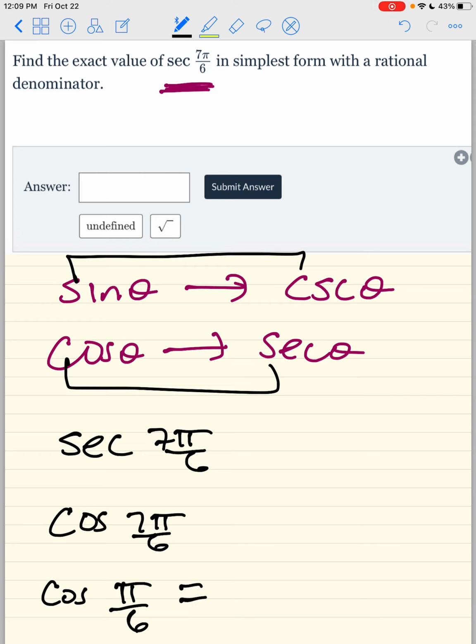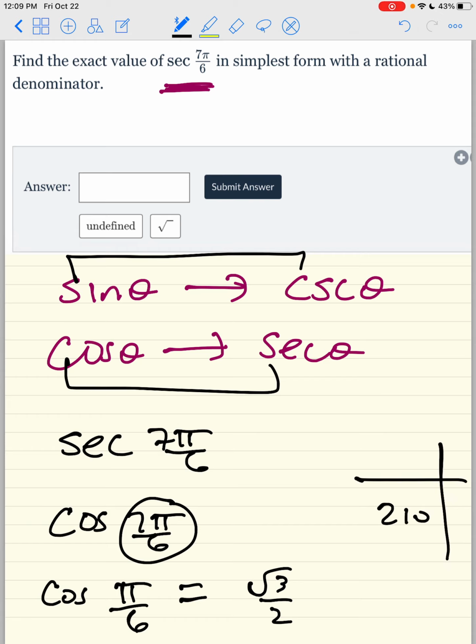Pi over 6 is 30 degrees. Cosine of 30 degrees is radical 3 over 2. 7 times 30 degrees is 210 degrees. 210 degrees puts us in the third quadrant, which all students take, where only tangent is positive. Because tangent is the only one positive, remember, it's negative. So how do I get the secant? I just flip it.